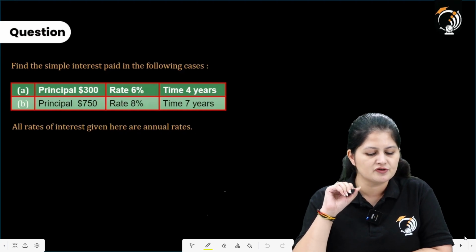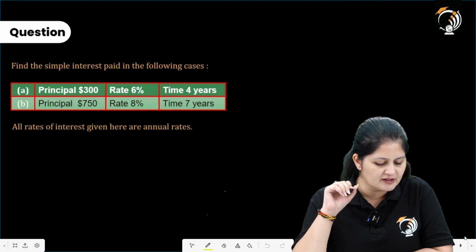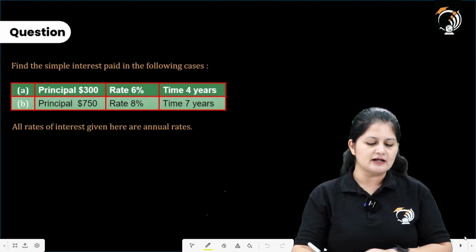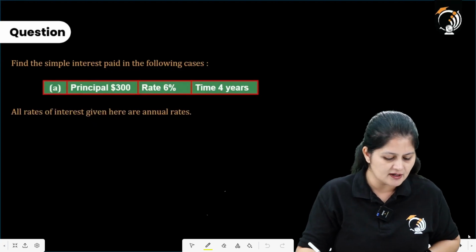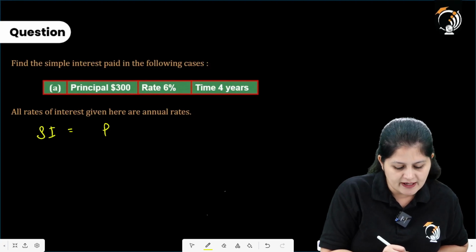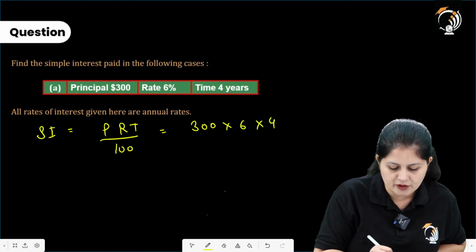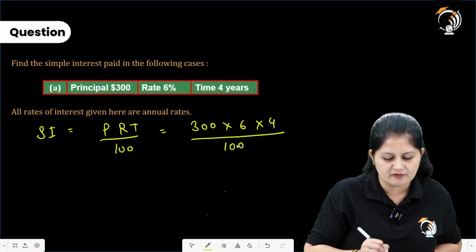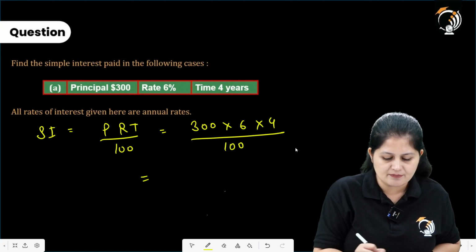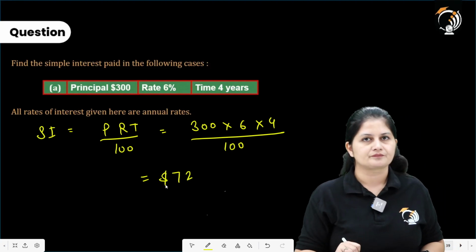Find the simple interest paid in the following cases. All rates of interest given here are annual rates. So we need to find the simple interest here. Let's solve the first question. We know the formula for finding the simple interest: it is PRT over 100. Here the principal is $300, the rate of interest is 6%, and the time is 4 years, over 100. That is what we have got here. So the simple interest that we are going to get here is $72.